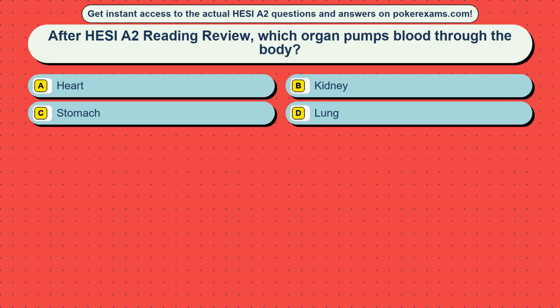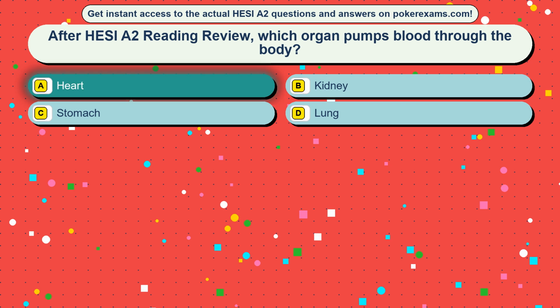Question 26. After HESI A2 reading review, which organ pumps blood through the body? Option A, heart. Option B, kidney. Option C, stomach. Option D, lung. The correct answer is option A, heart.